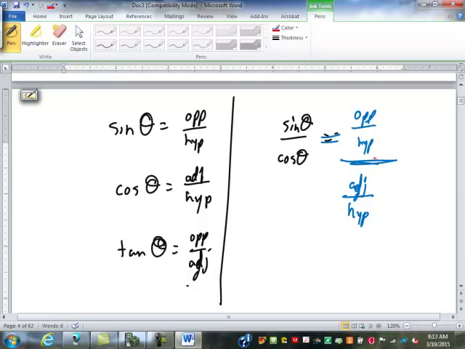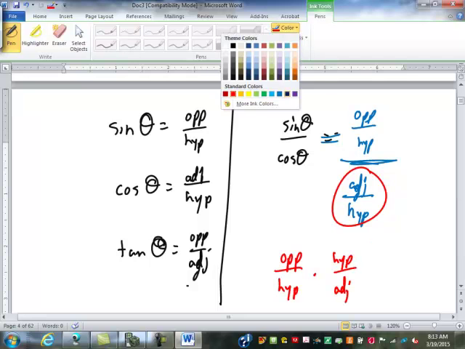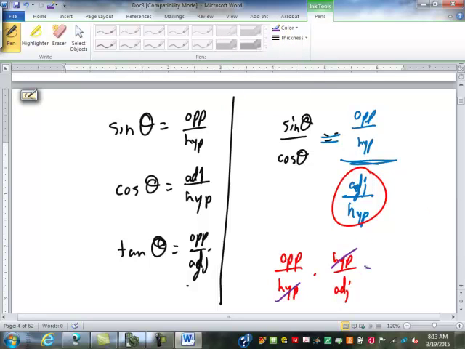Anyway, if I divide that out, I'm going to take the reciprocal of this one and multiply. What happens? Well, the hypotenuse cancels out. This is opposite over adjacent. Does that look familiar?